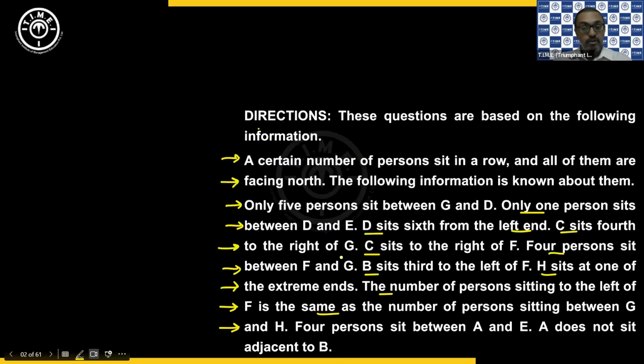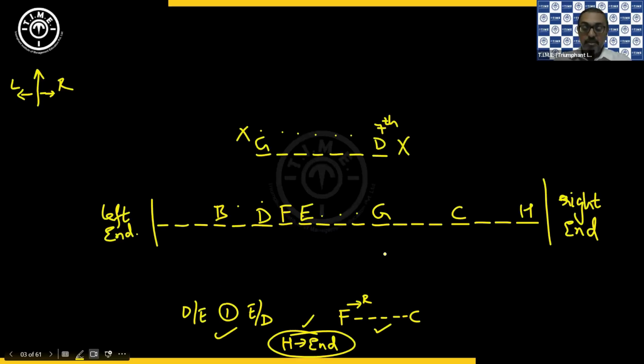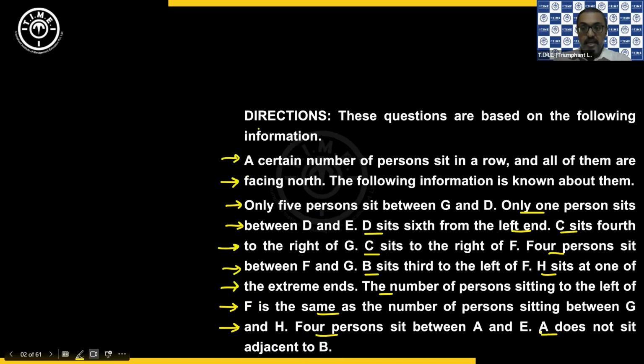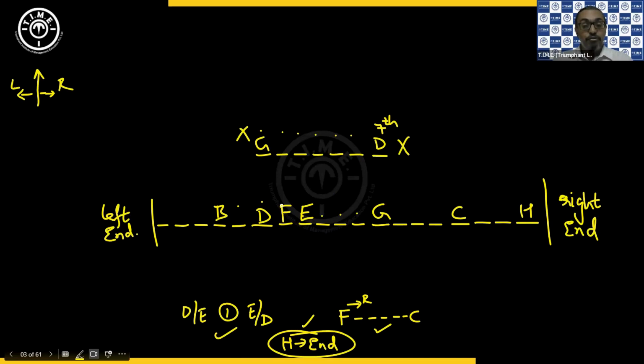And further, what he says is 4 persons sit between A and E. So 4 persons between A and E. And also he says A does not sit adjacent to B. So to the left of E, I cannot have A, because leaving a gap of 4, A will be adjacent to B. So to the right of E with a gap of 4, I can now put A such that A is adjacent to G. And that concludes my final arrangement.